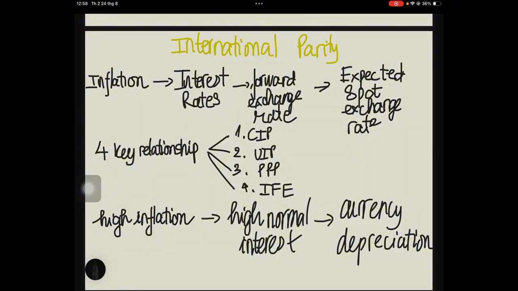Here's the big picture. If country A had persistently higher expected inflation than country B, its currency should tend to depreciate. Higher expected inflation also tends to be associated with higher nominal interest rates. And once interest rates differ, the forward exchange rate adjusts accordingly.